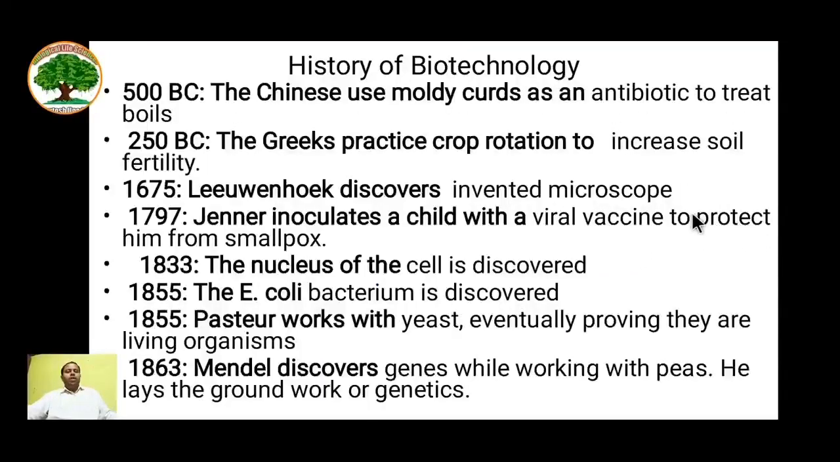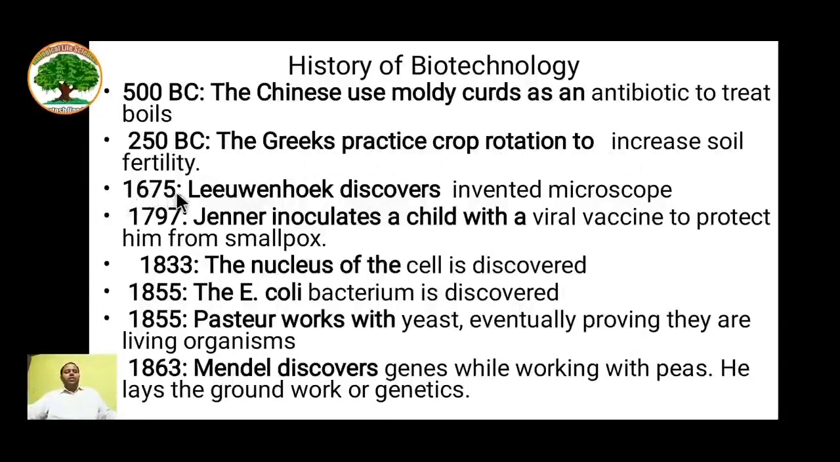Let's see the history of biotechnology year wise. In 500 BC, the Chinese used moldy curd as an antibiotic to treat boils. So what these people were doing, they were using curd which was rich in antibiotics produced by different microorganisms. These are the antipeptides, produced by bacteria itself, which kill bacteria. So they used the moldy curds in which the molds were grown for the treatment. The Greeks practiced crop rotation to increase soil fertility.